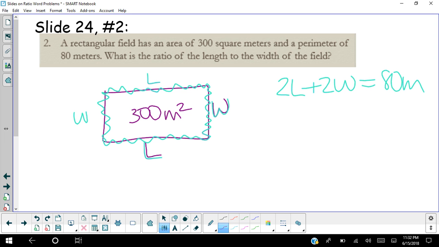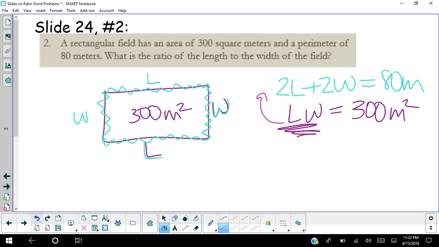And then I know that L times W, because that's how we find area, is equal to 300 meters squared. Well, this is a system of equations. You have two equations and two letters, and so you can solve by substitution or you could solve by elimination. This LW here does not lend itself to elimination because you don't see an LW term up in the beginning.